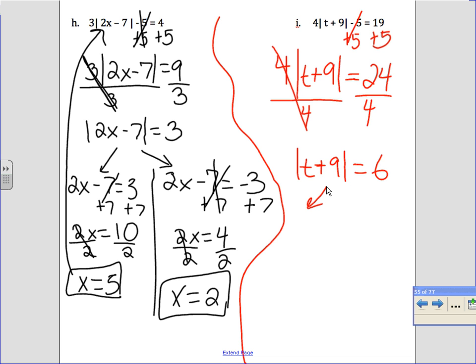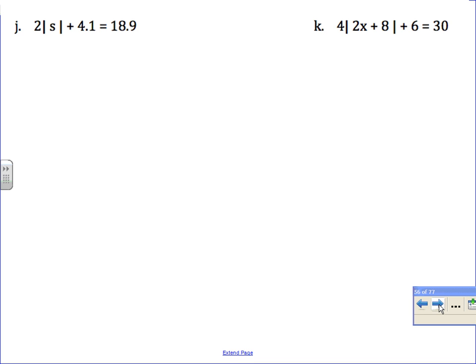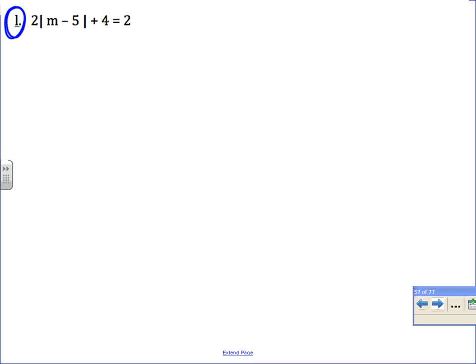So I want you to finish this, split them up into 2 different equations, get rid of the absolute value symbol. One is positive, one is negative, and circle your 2 answers. So I want you to show me that one, and I also want you to do letter L. So finish I, and then do letter L. So basically you have 2 problems to show me.